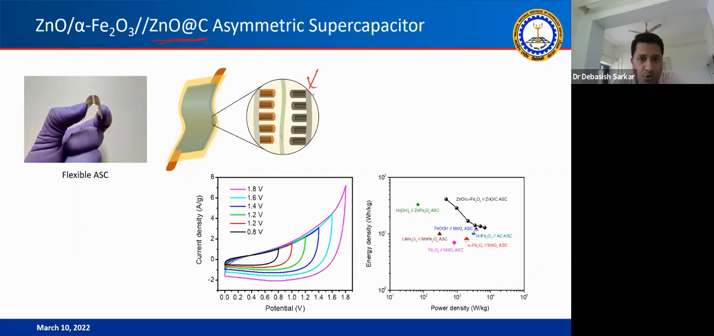So this is the cross-sectional view of the zinc oxide Fe2O3 and zinc oxide carbon asymmetric supercapacitor. And in this asymmetric capacitor, you can see we can get a voltage of 0 to 1.8 volt. Whereas the individual electrode, that means iron oxide, could go up to only 0 to -1 volt. So by making an asymmetric capacitor, we can increase the potential window to a significant amount. That means an increase in energy density.